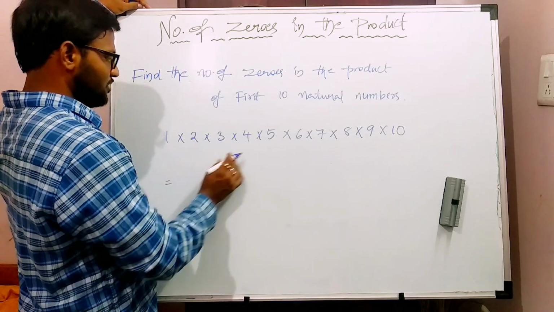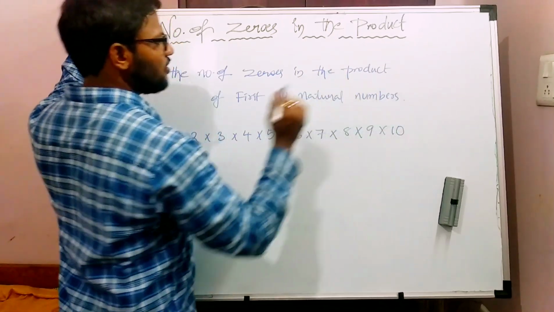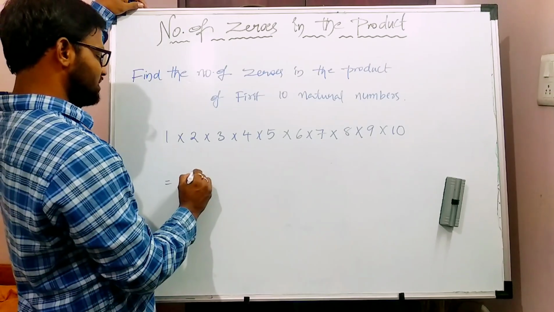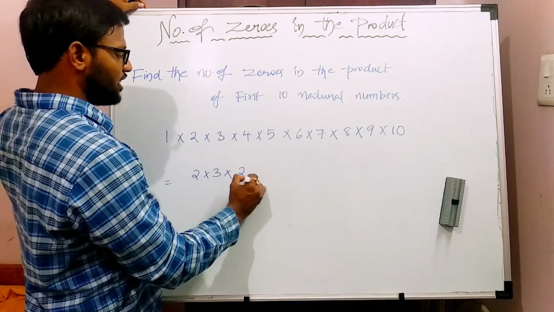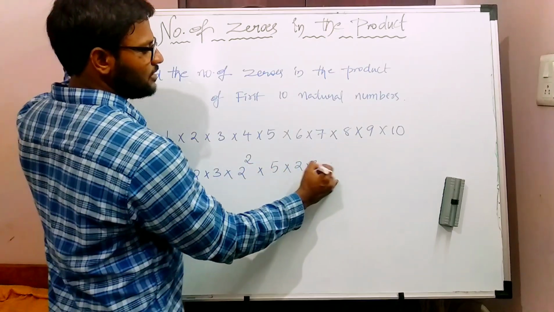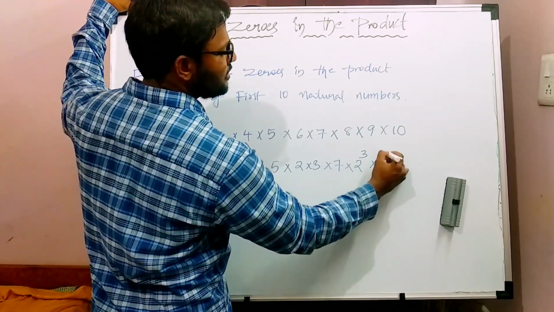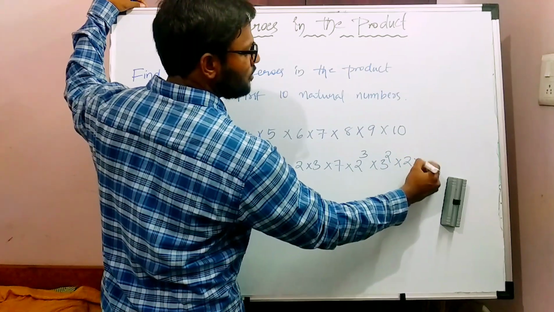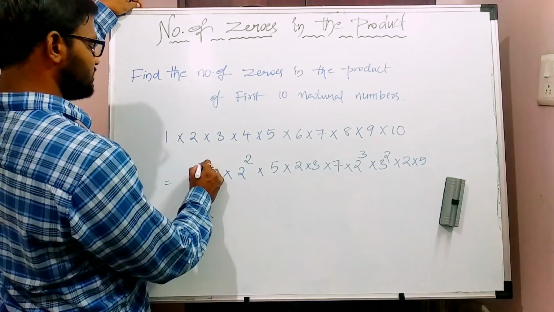Simply just take the number of 2's and the number of 5's. Before that, here 4 is a composite number, 6 is a composite number, 8, 9, 10 also composite numbers. So write them as a product of primes: 2 into 3, this 4 we can write 2 power 2, 5, this one 2 into 3, 7, 8 we can write 2 power 3, 3 power 2 and 2 into 5. Okay. Now count the number of 2's and the number of 5's.